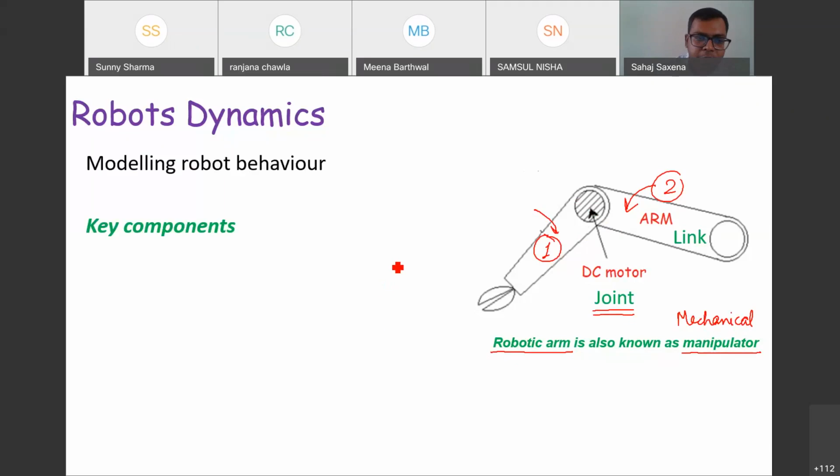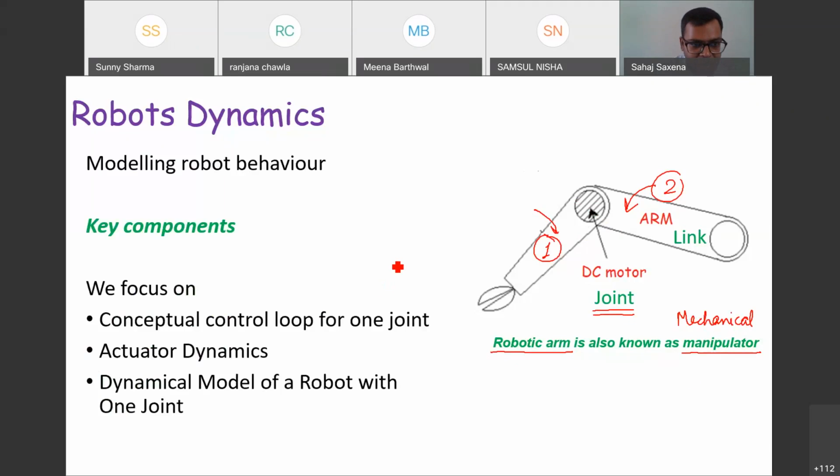We have to study its behavior. The key components we are going to focus on are the conceptual control loop for one joint, how you can control this one joint, and the actuator dynamics, how the actuator makes the robot move. This is another key learning. The third is the dynamical model of a robot with one joint. In this talk we are only focused on the one-joint robot, so that you will have a flavor of how the robotic arm moves, which components we focus on, and how we design a controller.